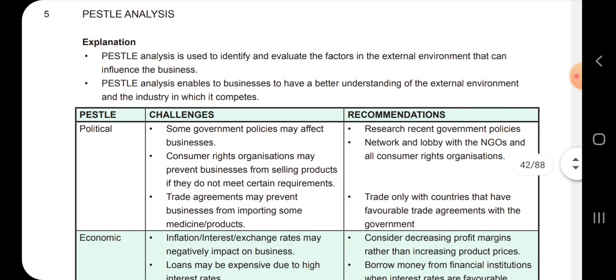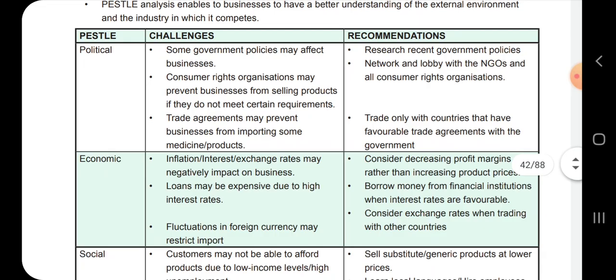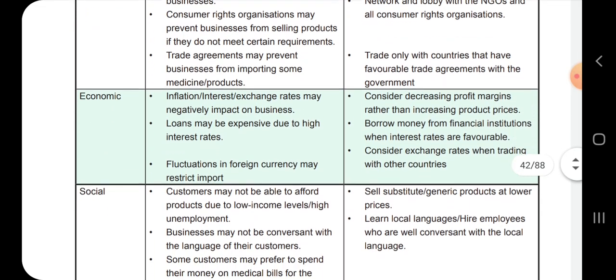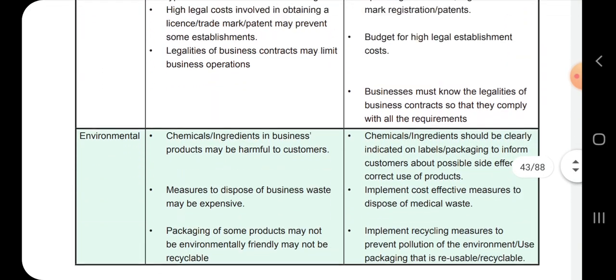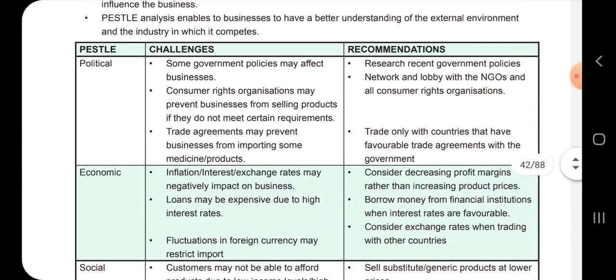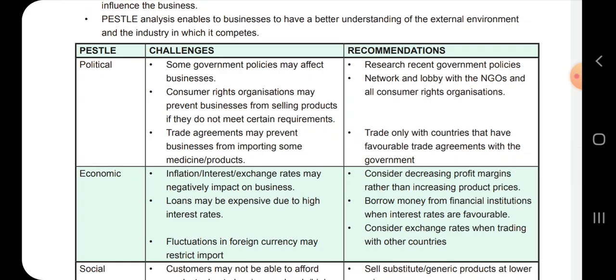Let's do PESTEL analysis. PESTEL analysis is used to identify and evaluate factors in the external environment that can influence the business. So remember, with PESTEL, we're dealing with political issues, economic issues, social issues, technological issues, legal issues, and environmental issues. So with political, what is the challenge? Some government policies may affect the business. Consumer rights organizations may prevent businesses from selling products if they do not meet certain requirements.